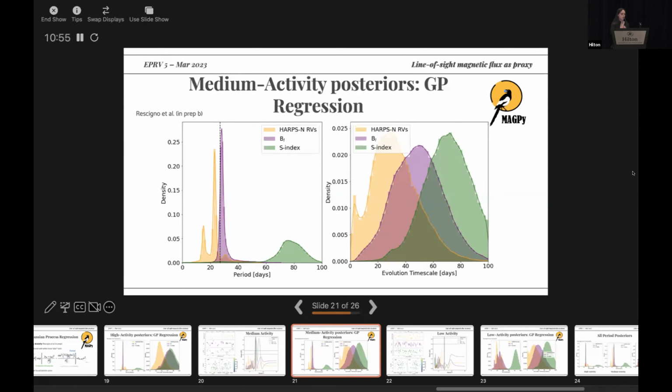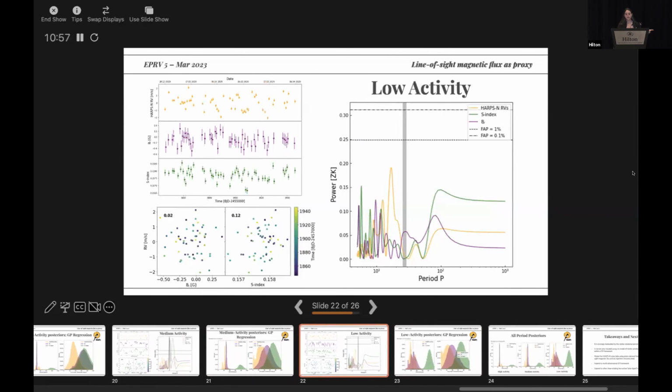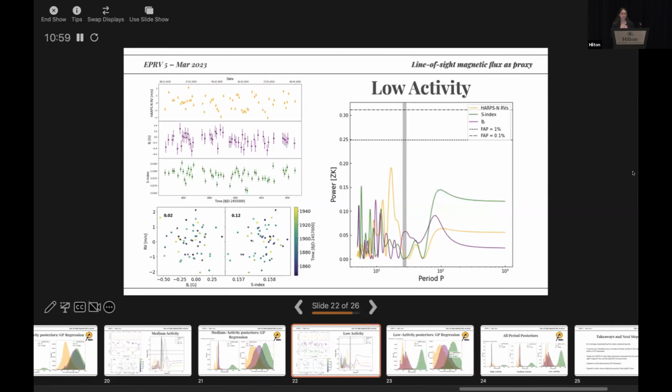The real test, however, is the low activity regime. Here, the periodograms give us nothing. We have no correlation, not even in the S-index. And if we look at the time series, we see that our error bars are starting to get significantly large with respect to the maximum amplitude of the GPs, the BL.